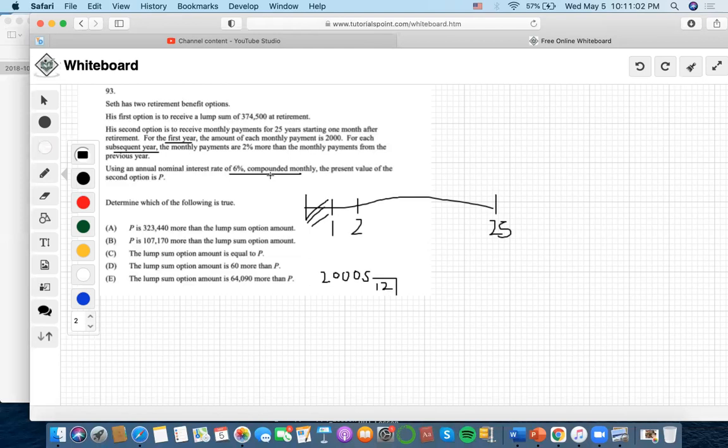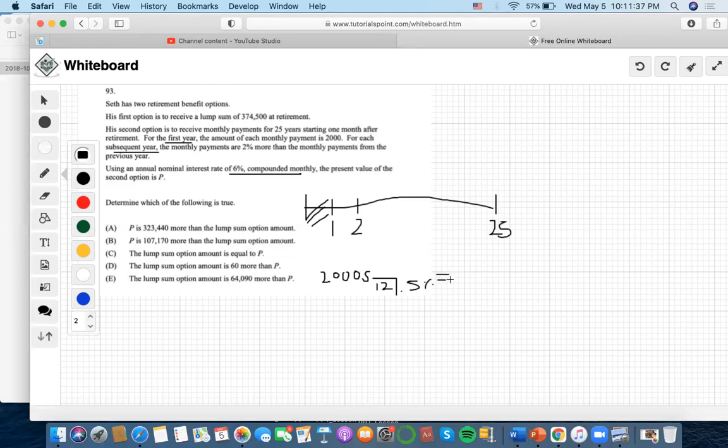They gave us 6% compounded monthly. So let me get my calculator. So what we're going to do is we're going to do 6 divided by 12. We're going to get 0.5%. Now, then we want to build off from that because it says that monthly payments are 2% more than the monthly payments from the previous year. So let's solve this.